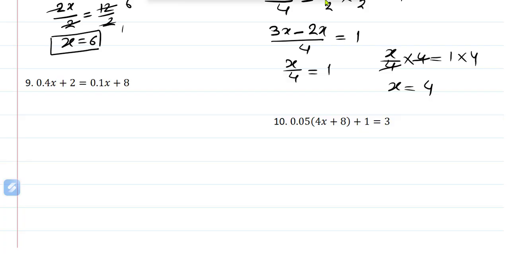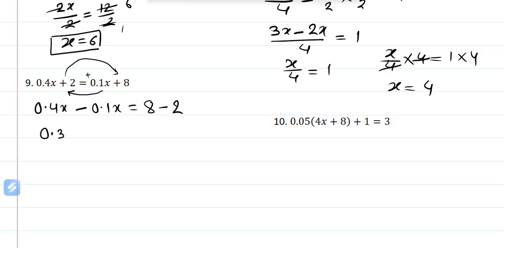So here we have two final questions. The coefficient of x is in decimal, same here. So the first step, we change the constant to the right hand side, and let's shift this to the left hand side. So that simply means 4x minus 0.1x. We shift to the left hand side, that's why this plus changes into minus, and minus 2 here now. So here 8 minus 2. Now you subtract here, it's like 0.3x is equal to 6.